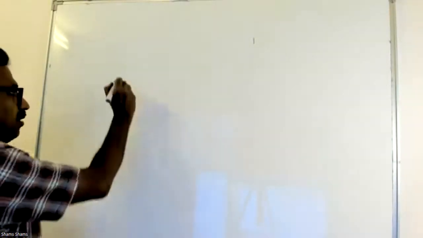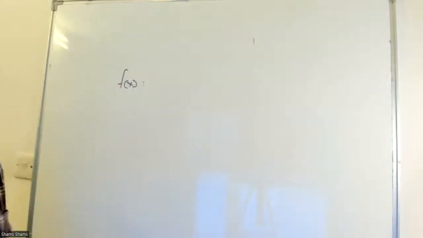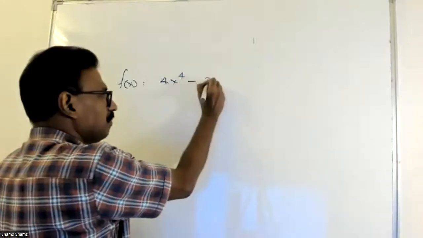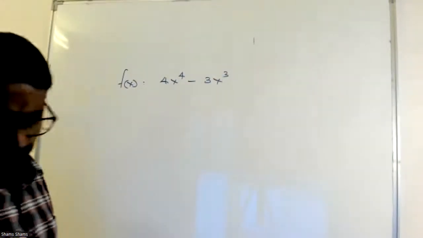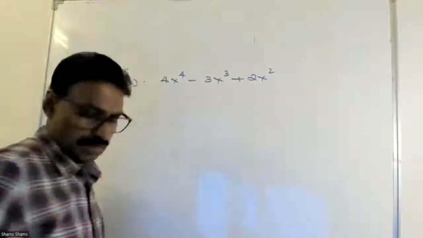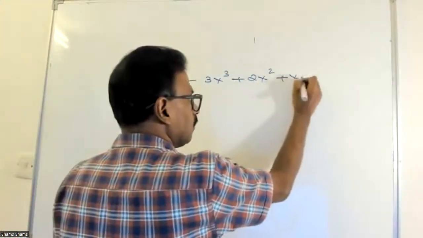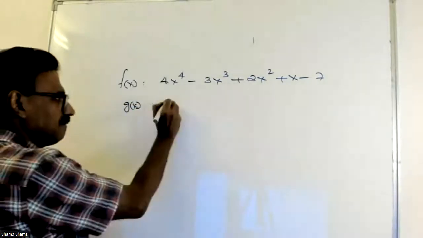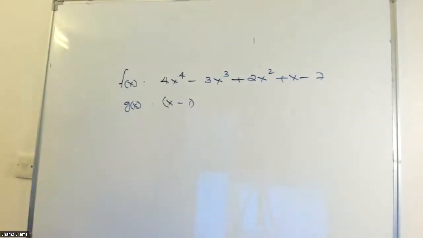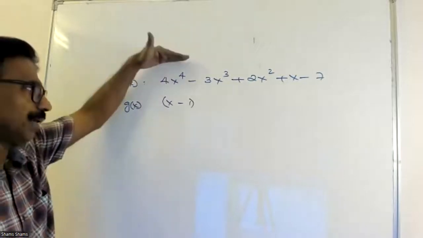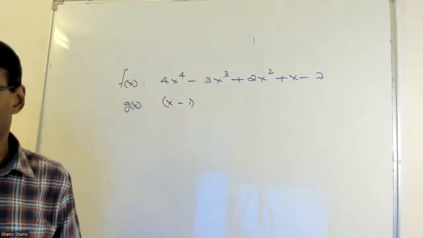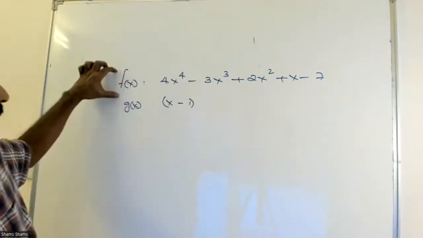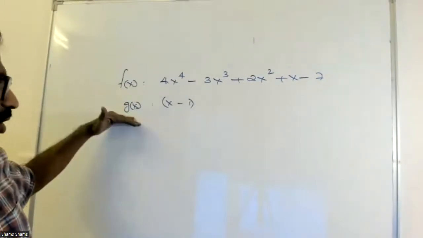Okay. Look, f of x equal to 4x raised to 4, minus 3x cubed, plus 2x square, plus x, minus 7. G of x is x minus 1. Question clear now? If this polynomial is divided by this one, what is the remainder? Question clear or not? Everyone okay? Yes, sir. This polynomial f of x divided by g of x, what is the remainder?